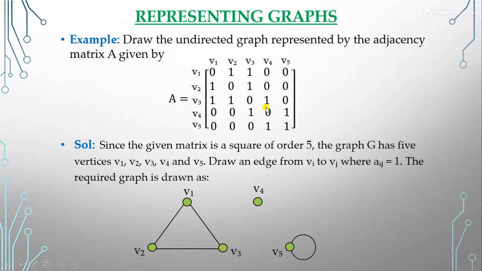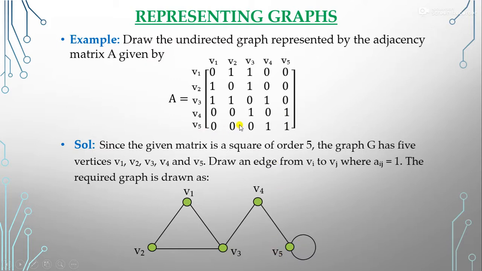This value is 1. It means that V3 is connected to V4. After that we have the value 1 here. V4 is connected to V3. Yes, V4 is connected to V3. Now V4 is connected to V5 because this is 1. So V4 is connected to V5 here.